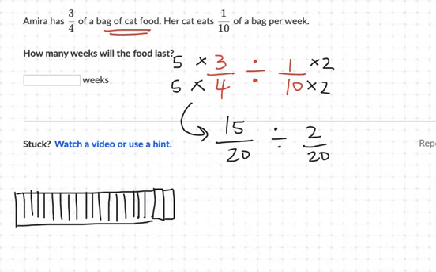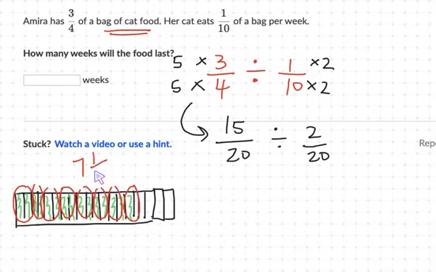So this is 20ths. I'm going to shade in 15 of them. 1, 2, 3, 4, 5, 6, 7, 8, 9, 10, 11, 12, 13, 14, 15. And I'm going to circle groups of 2. 1, 2, 3, 4, 5, 6, 7, and I got 1 left over. So I have 7 and 1 left over. I needed groups of 2/20. So it's 7.5. I had 1 left over out of the 2 I needed.